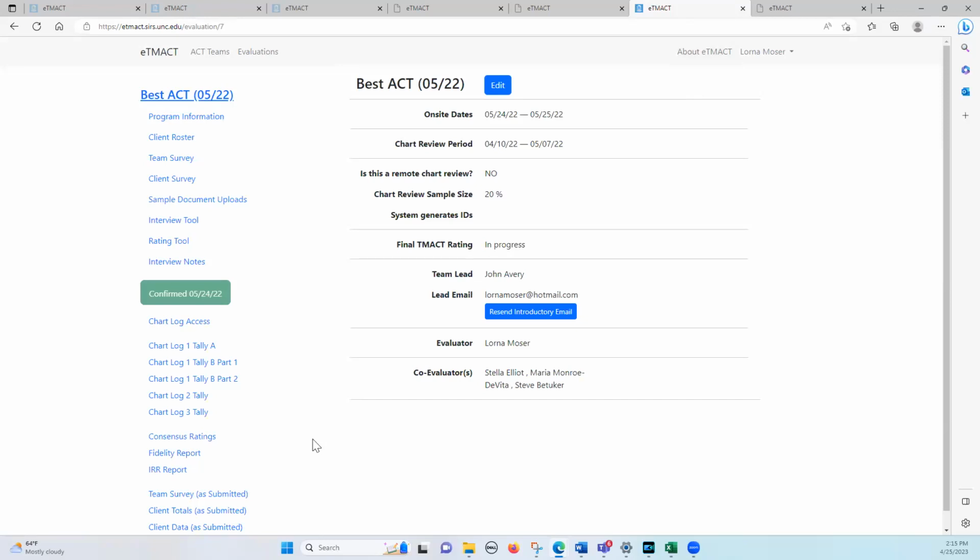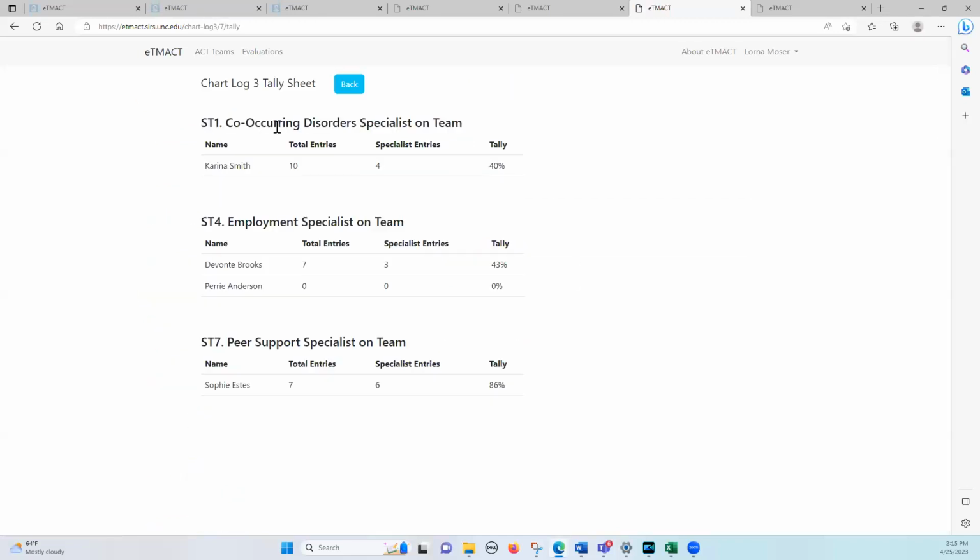All right, we're going to talk about what we find in the chart log 2 tally and the chart log 3 tally. We're going to start with chart log 3. It's pretty straightforward. Here, eTMACT is helping us track how many chart notes entries we see from the specialist, and of those entries, how many are credited for some specialty work.